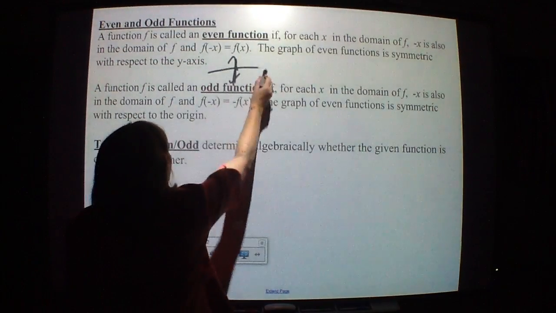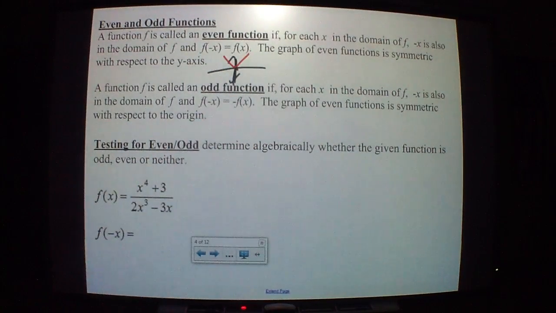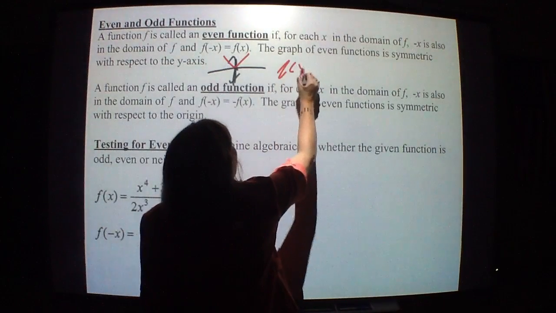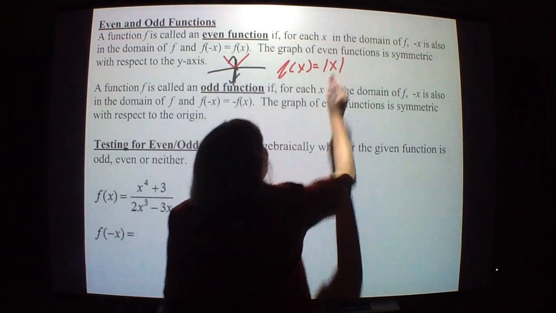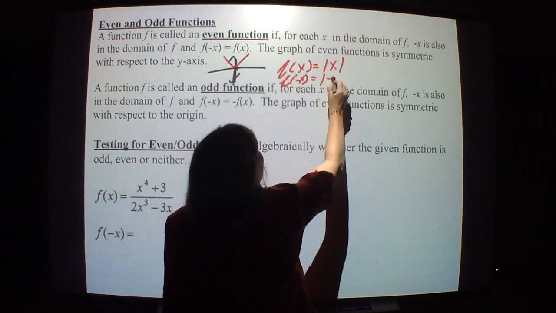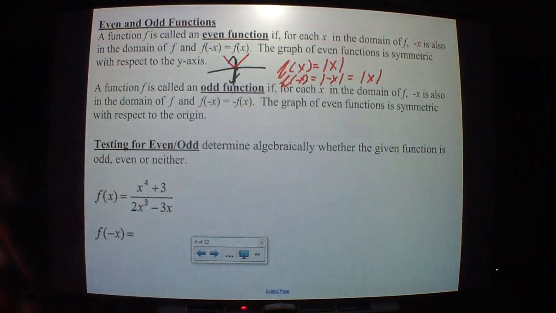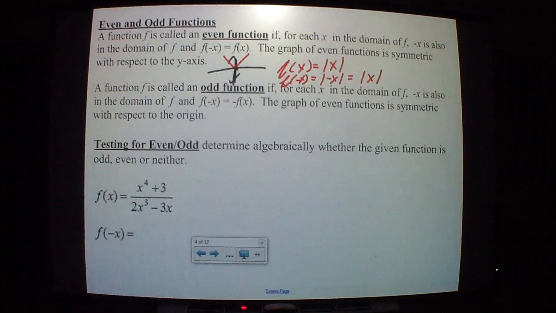Okay? So for example, the absolute value of x, that's an even function. And you can algebraically see if a function is even by, if this is my function, plug in negative x, and that's really the same thing as absolute value of x. So I get back to where I started from, the original equation, and that's an even function.